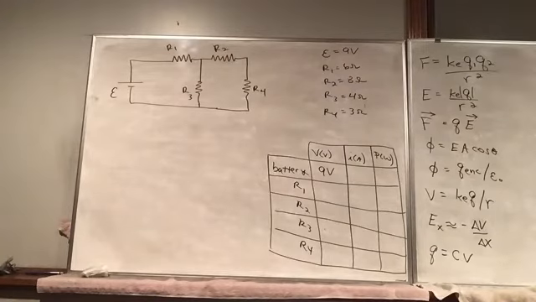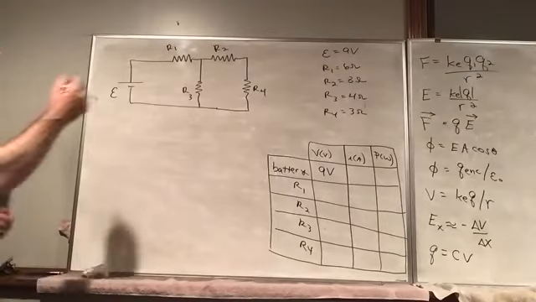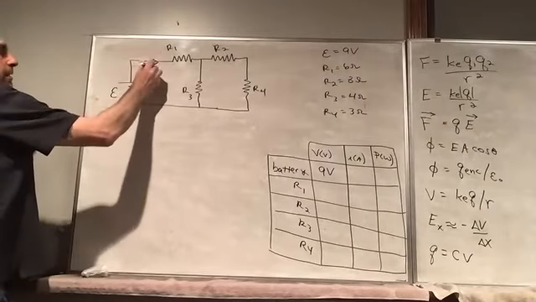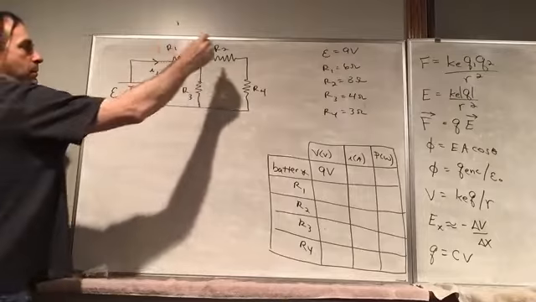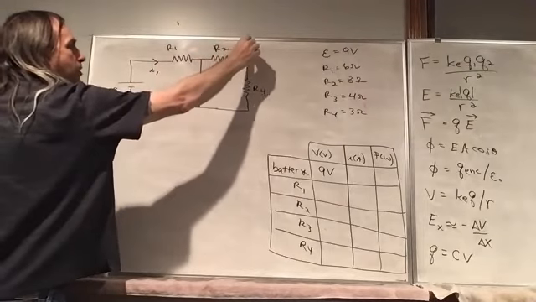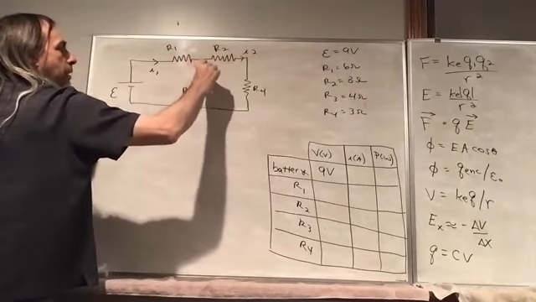So we've got our loop rule and our junction rule. So let's call this I1, this I2, and this one I3.